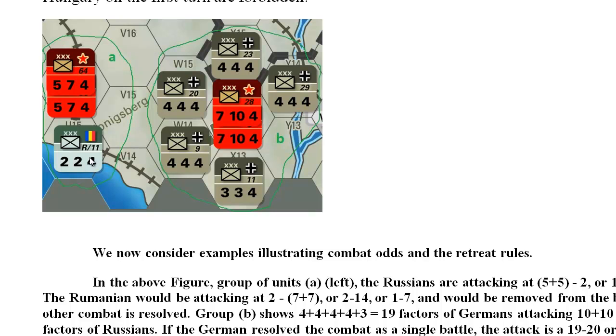Over here, the Romanian unit would be attacking at odds of 2 to 7 plus 7 is 14. 2 to 14 is a 1 to 7. That attack is illegal. So what happens after all of the battles are divided up, the R/11 here is attacking at illegal odds, so it's removed from the board before any other combat is resolved.